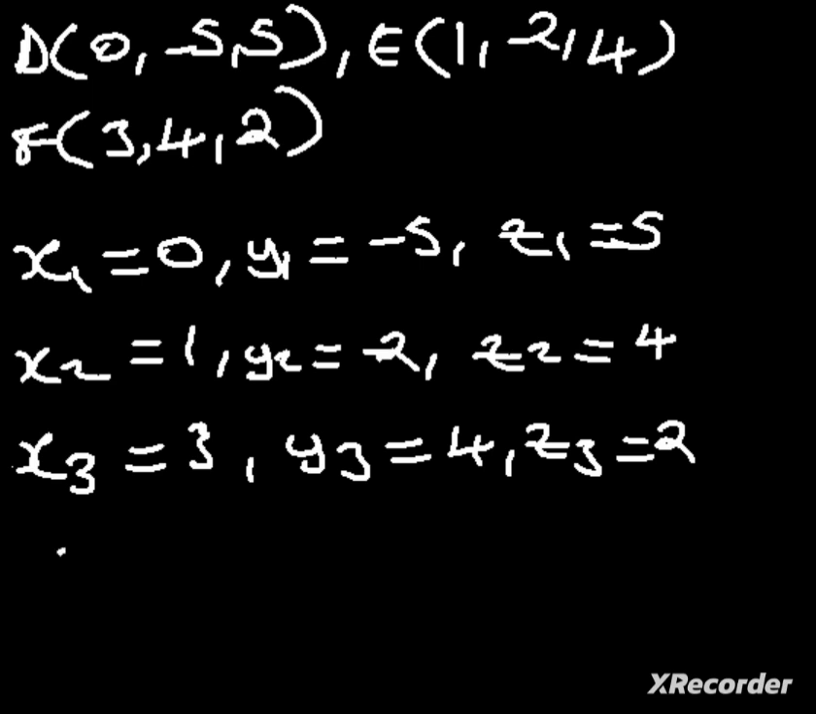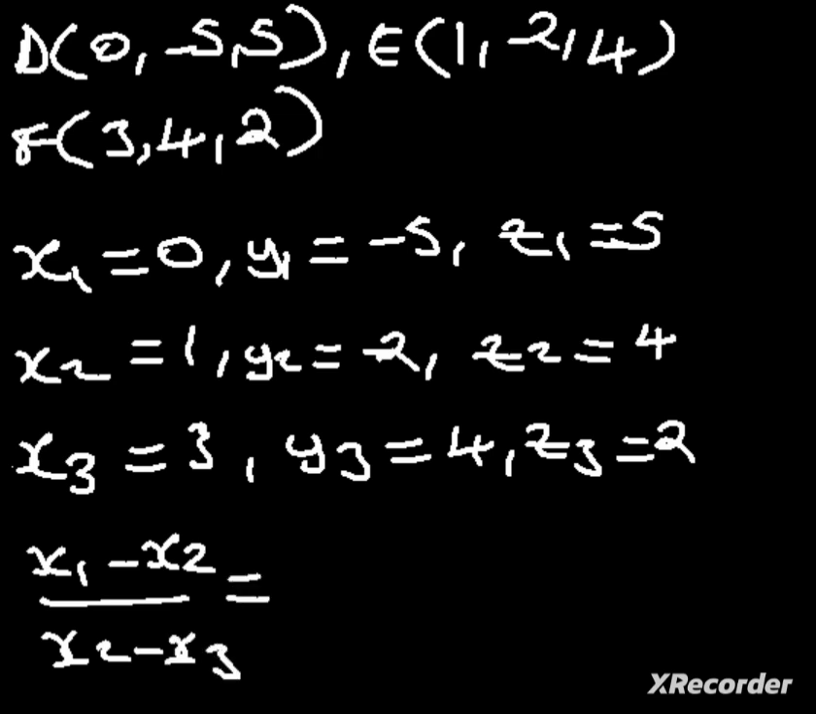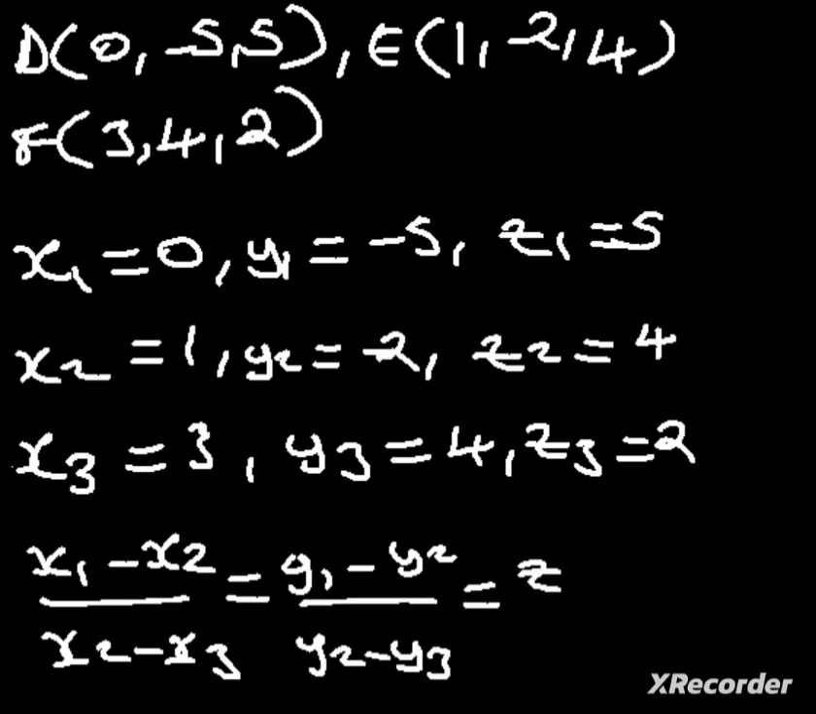In this case, we have x1 minus x2 over x2 minus x3, which should be equal to y1 minus y2 over y2 minus y3, which should be equal to z1 minus z2 divided by z2 minus z3. Let's see if that will be the case.